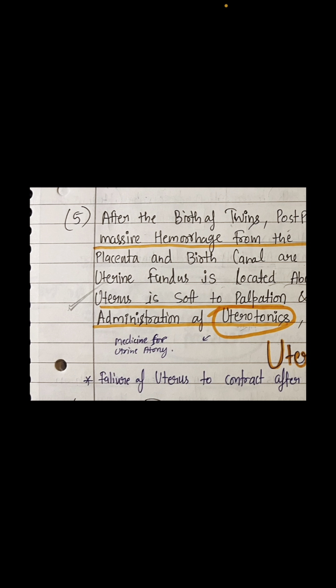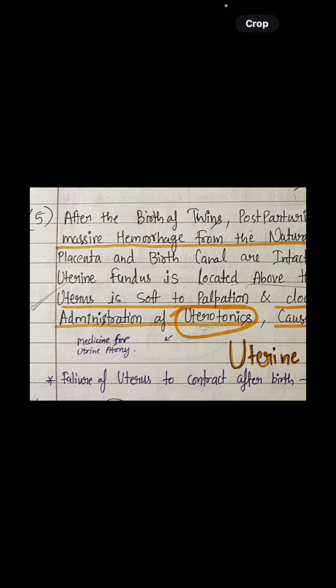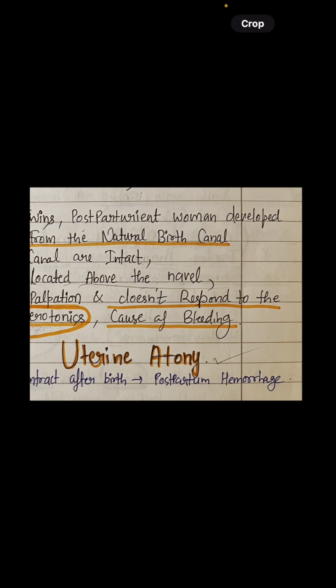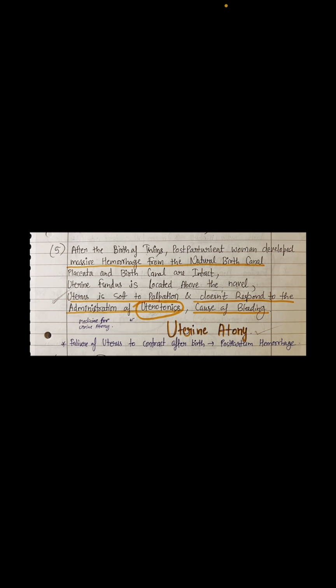So in this case, it is failure of the uterus to contract after the birth. This is postpartum hemorrhage. Even after the birth of the twins, the uterine fundus is located above the navel. It should be around the navel by this time for the physiologic involution. In this case, the uterine fundus is still above the navel, so it is not getting back to the normal size, or the physiologic involution is missing here.